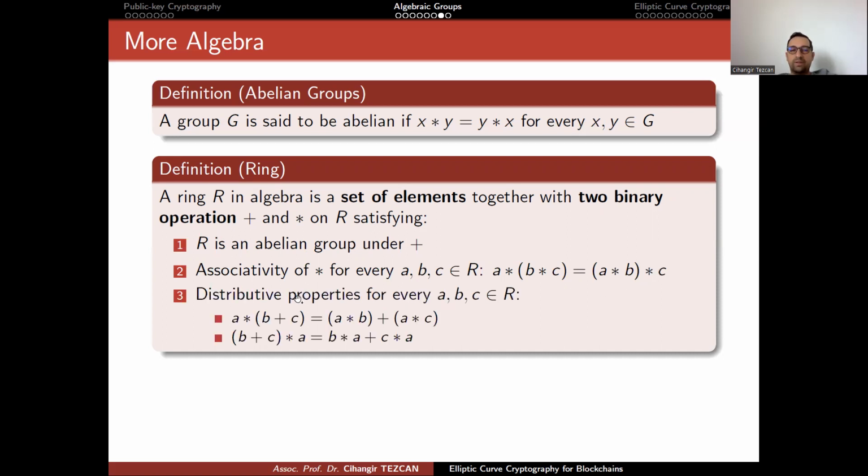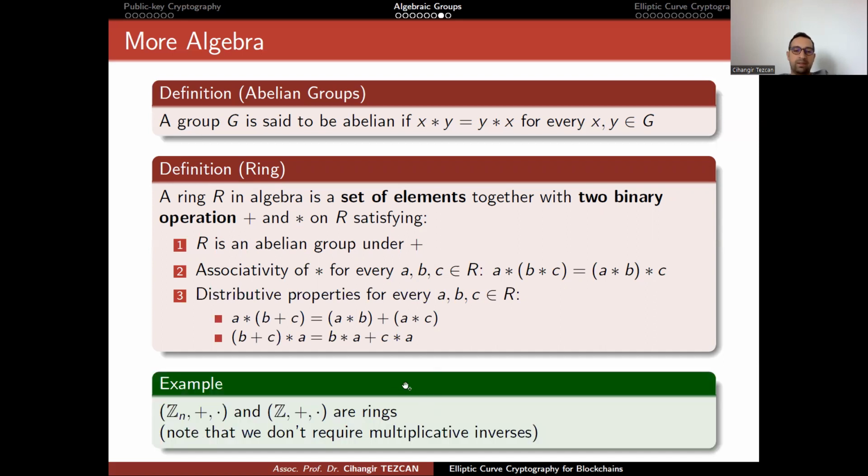But we also request the distributive property for these two operations. So, A star (B plus C): here you actually distribute A as in multiplication, and it should be the same as this answer. And similarly, this one. So here, as you can see, we are actually generalizing the definition of a group by adding more properties and more operations. So here are basic examples.